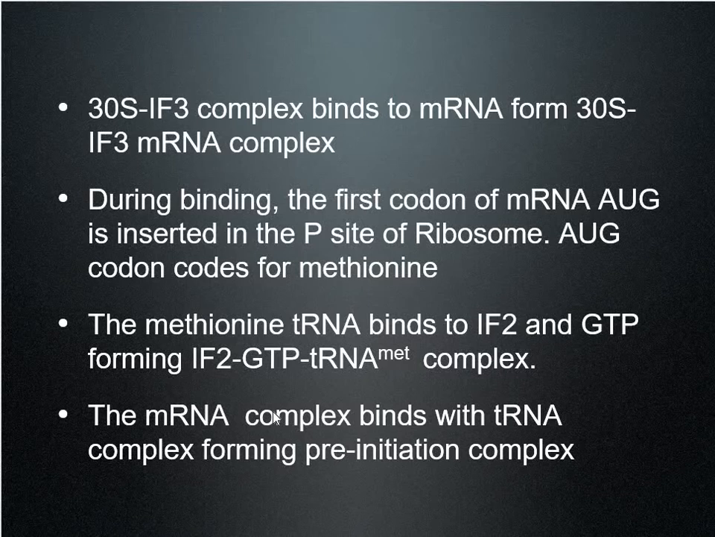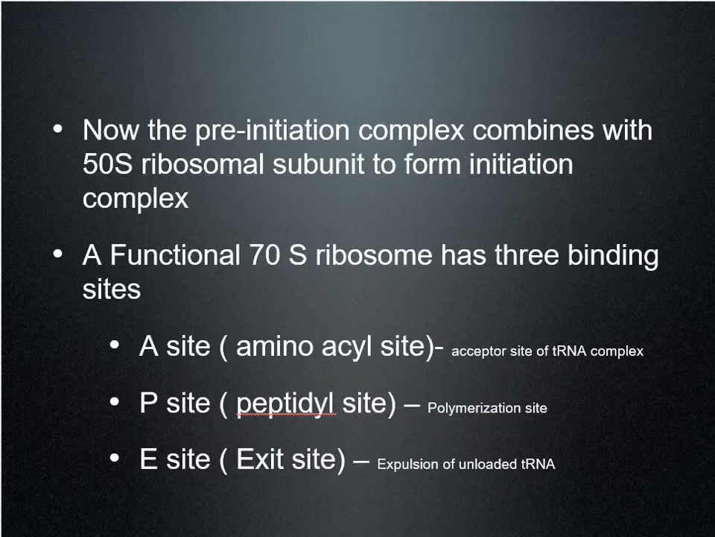Now, this messenger RNA complex. What is the messenger RNA complex? It is formed of the 30S ribosome, IF3 and messenger RNA. That complex binds with the tRNA complex and forms the pre-initiation complex. So the pre-initiation complex in protein synthesis is the binding of the mRNA complex with the tRNA complex.